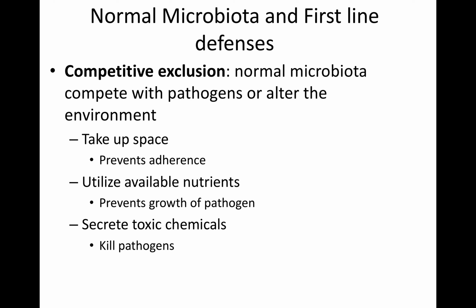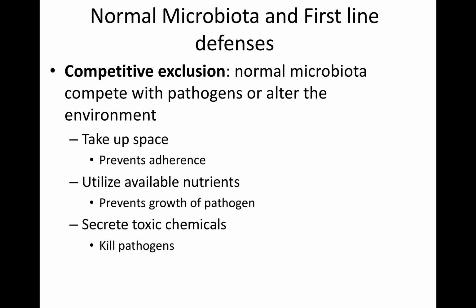Like I mentioned, normal microbiota is very important in our first-line defenses, providing competitive exclusion. So the normal microbiota, they compete with pathogens, or they can alter the environment that prevent pathogen growth. So they take up space that prevents adherence. They can utilize available nutrients, preventing the growth of pathogens, and they can secrete toxic chemicals that can potentially inhibit or kill pathogens.